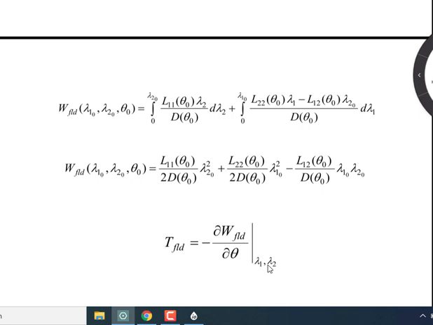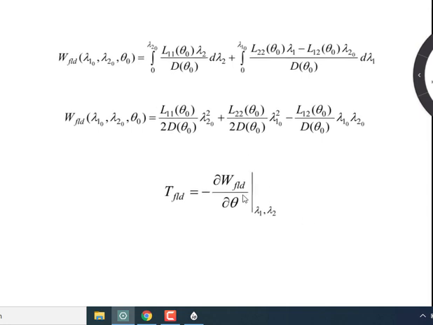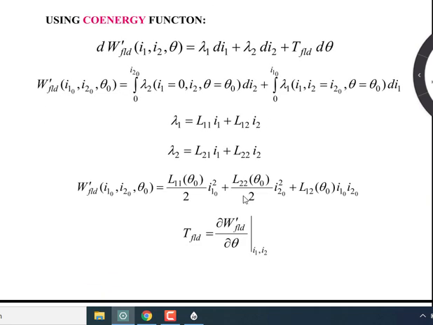Now here also we can define the co-energy function like the previous case, and the advantage of defining the co-energy function is that all the time you cannot have direct access to your flux linkages lambda 1 and lambda 2. So in that case, if you have the expression of your co-energy, it will be helpful. Actually, this discussion is just like the single excited system. The only thing is that here, instead of one energy source, we have two energy sources. So how can we define the co-energy?